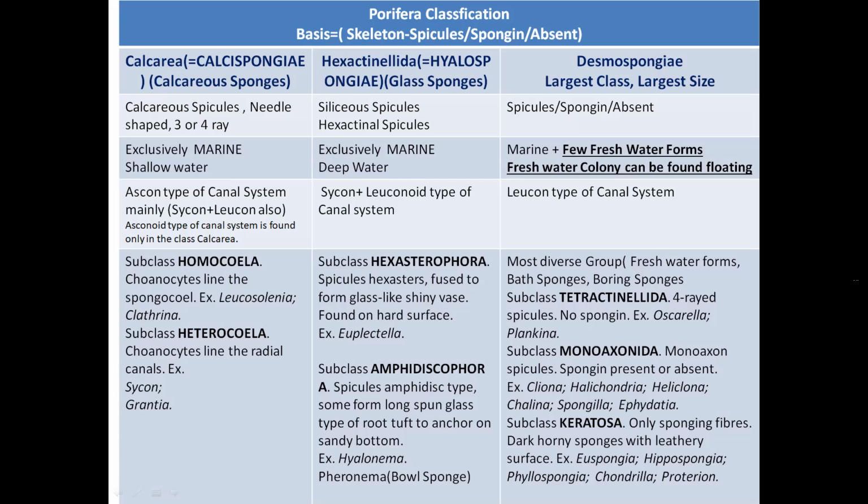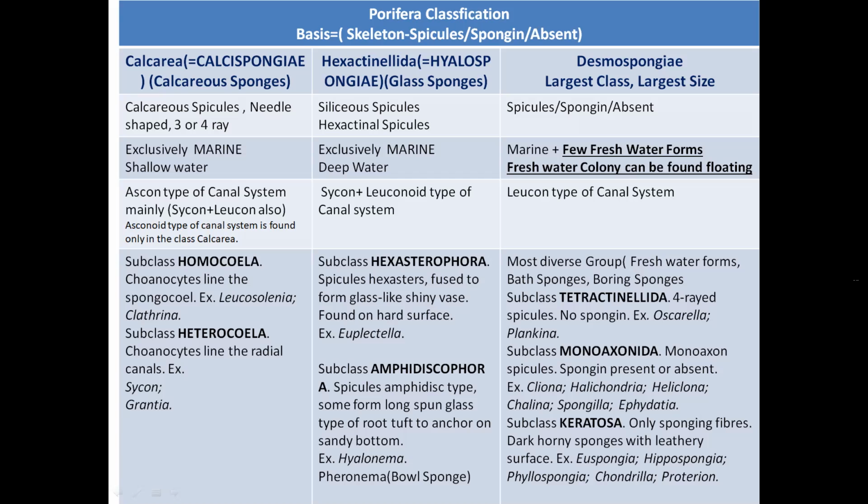Subclass Keratosa, only spongin fibers. Dark horny sponges with leathery surface. Example, Euspongia. Euspongia is also called Spongia, and it is the most important specimen because Euspongia is called the bath sponge. It is also called the commercial sponge. Bath sponge, commercial sponge. And Hippospongia, Phyllospongia, Chondrilla, and Protirion. These are all examples of subclass Keratosa which belong to the class Demospongia.